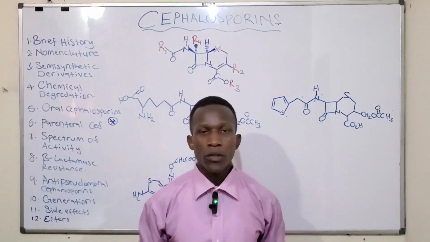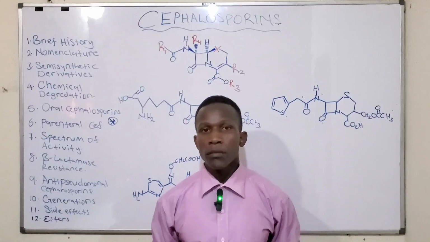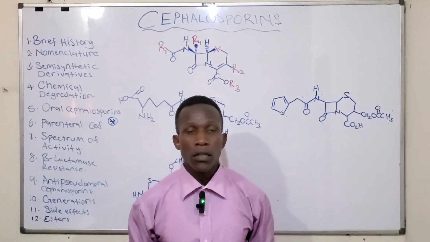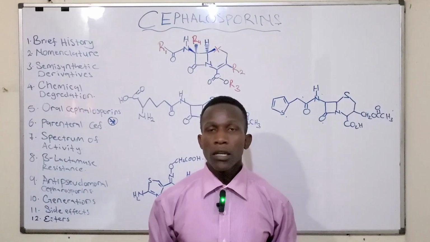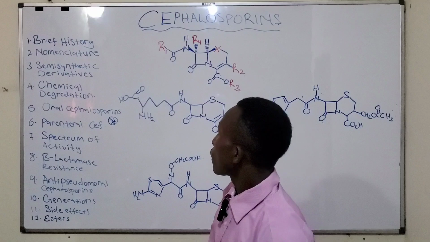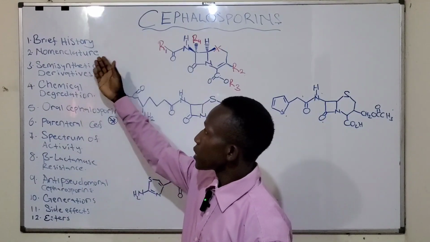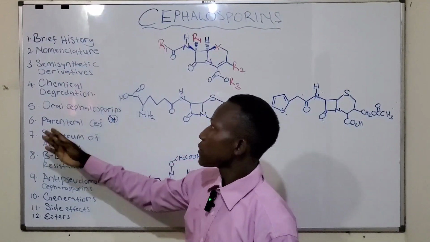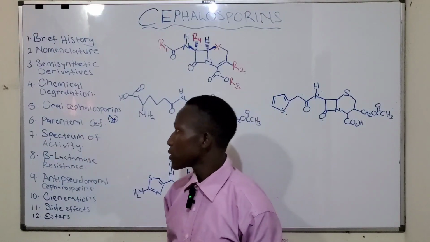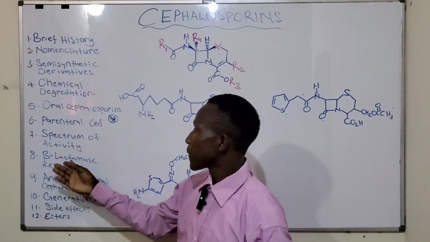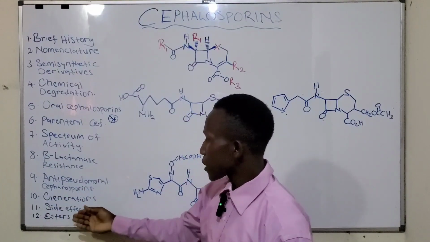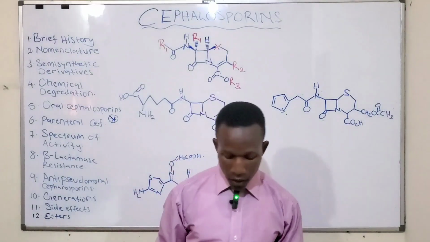Today let's talk about cephalosporins. Previously we looked at penicillins. We saw penicillin as one of the class of beta-lactam antibiotics. Today it's cephalosporins. So we are going to talk about a brief history of cephalosporins, nomenclature, semi-synthetic derivatives, chemical degradation of cephalosporins, parenteral cephalosporins, spectrum of activity, beta-lactamase resistance, and pseudomonas cephalosporins, generation, side effects, and esters.